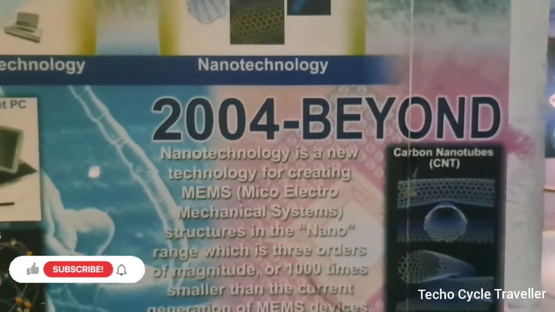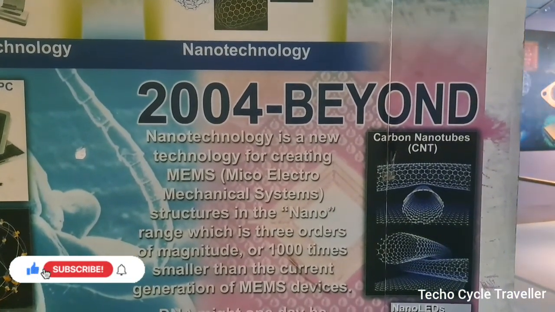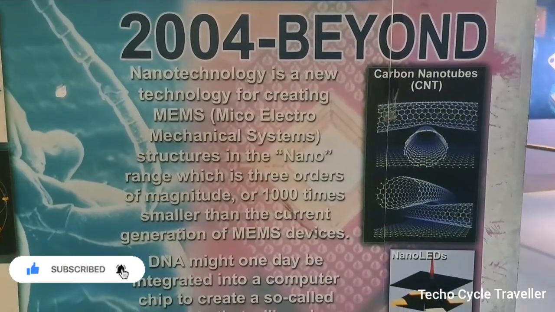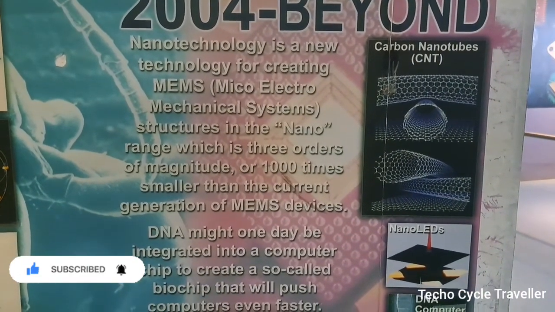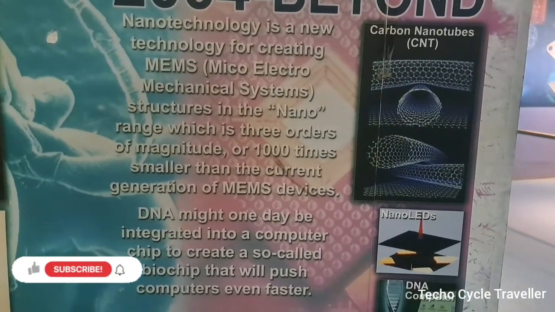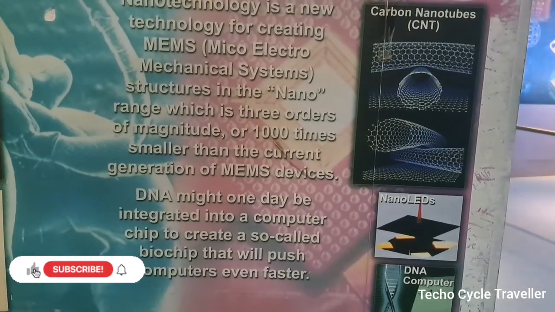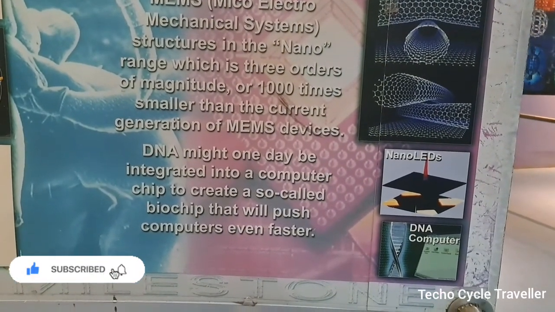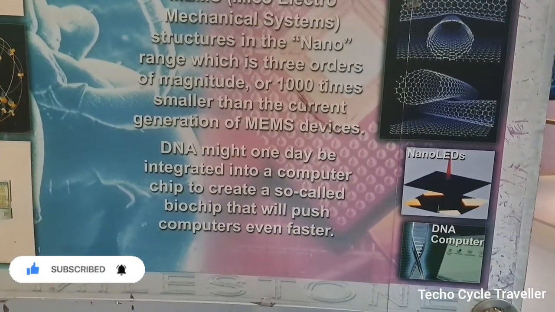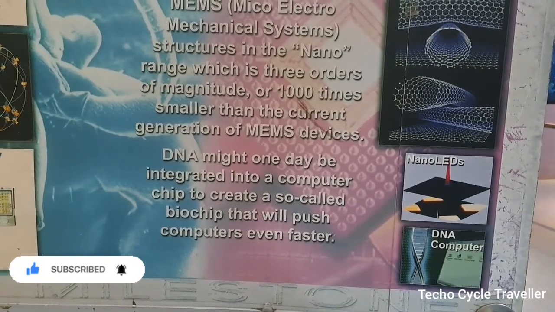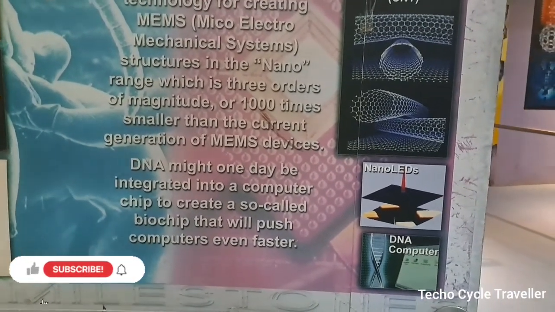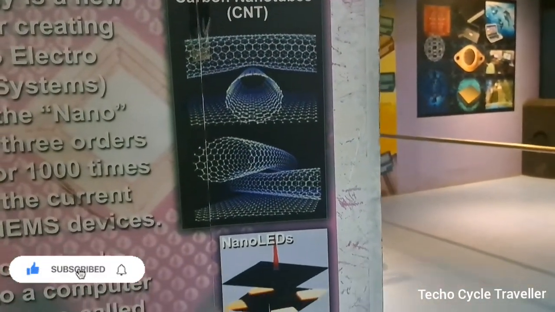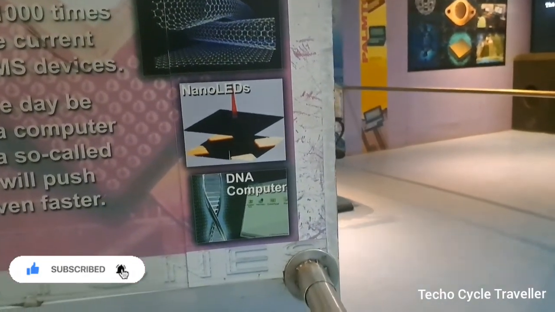2004 and beyond. Nanotechnology is a new technology for creating MEMS, micro-electromechanical systems, in the nano range, which is 3 orders of magnitude, or 1,000 times, smaller than the current generation of MEMS devices. DNA might one day be integrated into a computer chip to create a so-called biochip that will push computers even faster. Carbon nanotubes, CNT, nano LEDs, DNA computers.